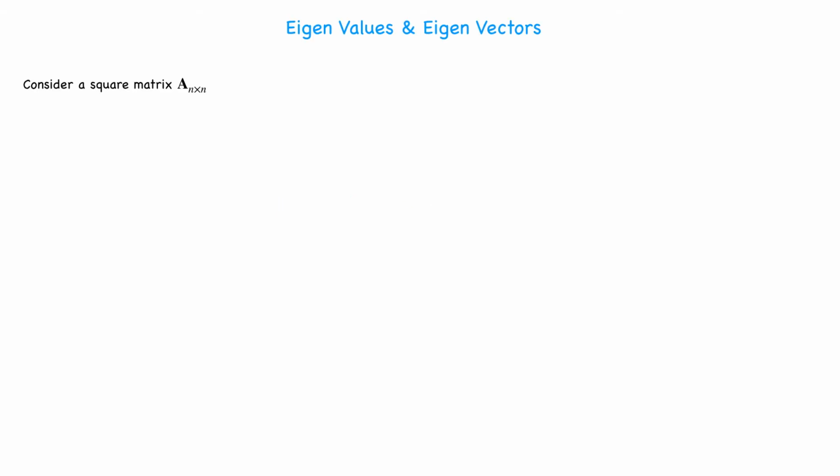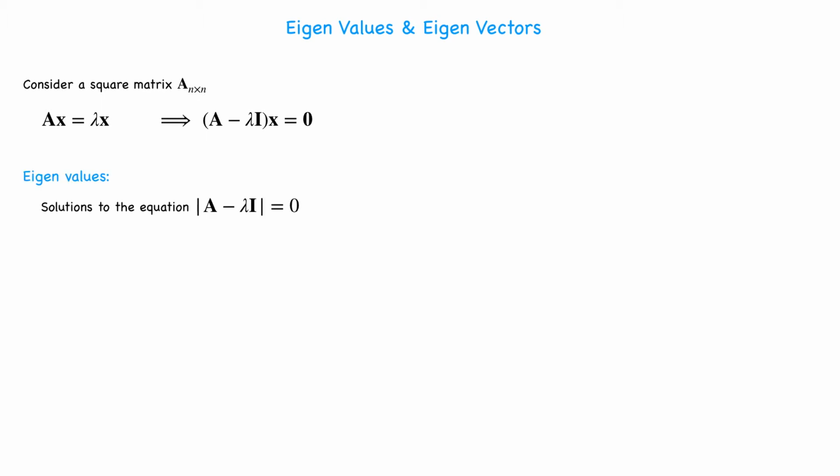So, eigenvalues and eigenvectors. Consider a square matrix A of dimension n cross n. Consider Ax = λx. This can be written as (A − λI)x = 0. So we are interested in solutions in the null space of this equation, and here λ is also a variable. So we would like to solve the equation determinant of (A − λI) = 0 in order to obtain the solutions for the null space of (A − λI)x = 0.